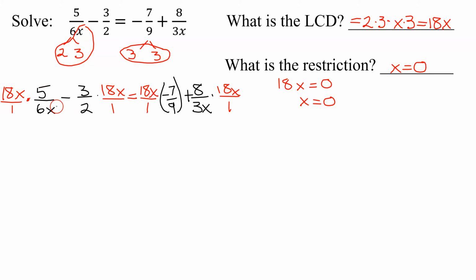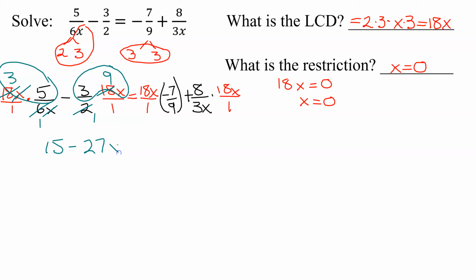And on this first term here, my x's reduce, and 6 goes into 18 3 times, so I get left with 3 times 5 is 15, minus the 2 reduces into 18 9 times, so I get left with negative 3 times 9 is 27x, equals 9 reduces with the 18 2 times, so I get 2 times x times negative 7, which is negative 14x, plus on the last term, my x's reduce, 3 goes into 18 6 times, so I get 6 times 8 is 48. So multiplying by the LCD cleared all my denominators, and now I have a simple linear equation.